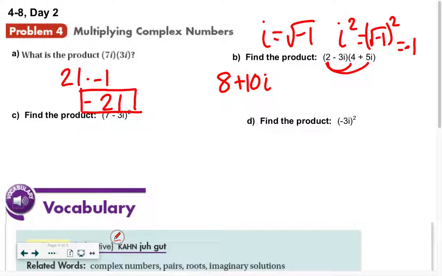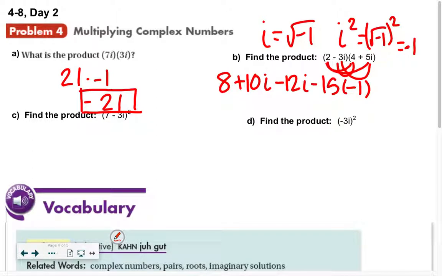Because it's not i squared, it's just i. And then my insides, -3i times 4 gives me -12i. And then this last one, -3i times 5i is -15i squared, which is -1, right? So plus 15.